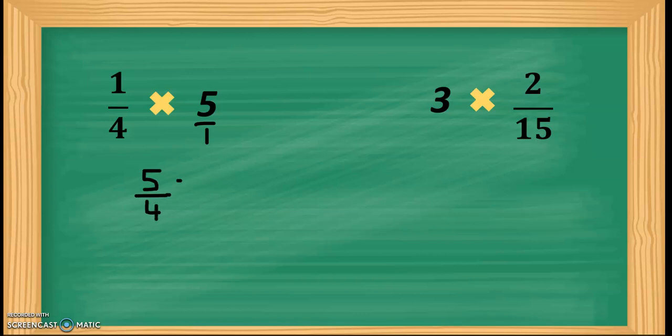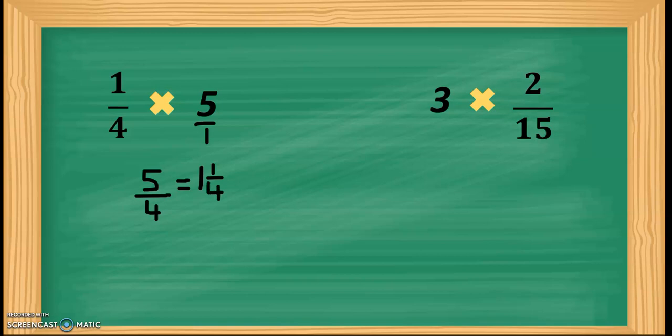Alright, so here we have an improper fraction. We can change this to a mixed number where 4 into 5 goes 1 time, leaving 1 as the remainder, and then 4 will be our denominator.